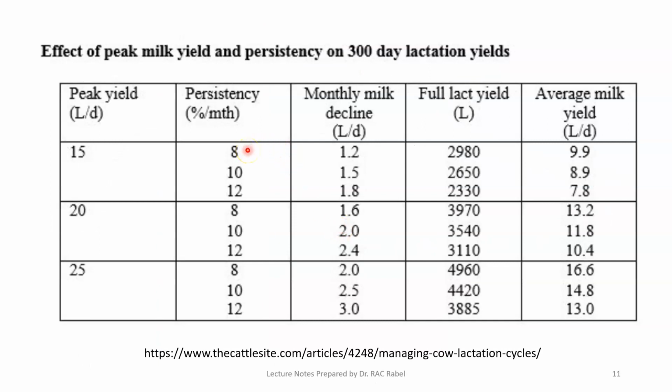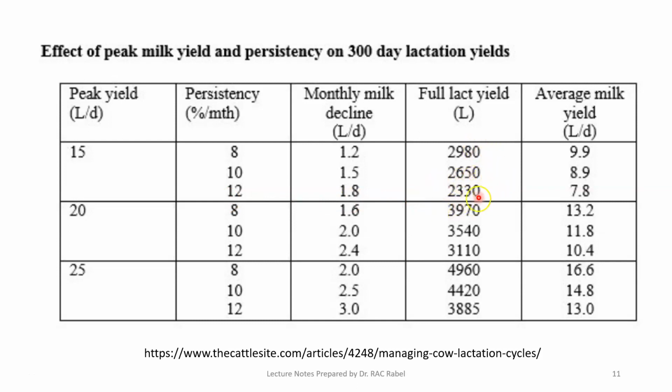So here are some examples, right? If the peak yield was 15 liters, and there was an 8%, 10%, or 12% decline, depending on the decline, the total lactation yield can vary considerably, right? If it was only an 8% decline, the animal will go on to give around 3000 liters. But if it was a 12% decline every month, the animal will go on to give only 2300.